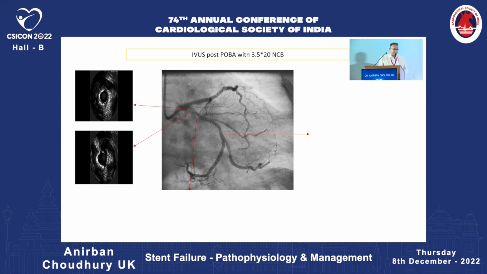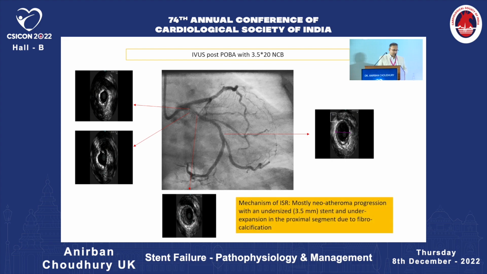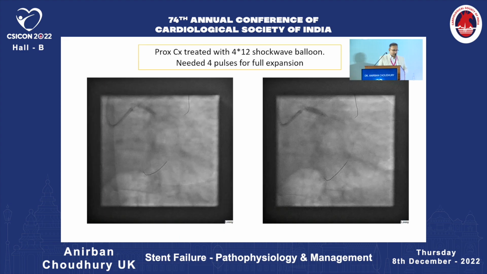So we find in the very proximal part there's a shelf of calcium from 6 o'clock to 12 o'clock, which prevents the stent from being entirely circular. And this is what it looks like further downstream. So the mechanism of ISR was largely new atheroma progression in an undersized stent. That's what we felt, given the vessel size distal to the stent, and a zone of fibrocalcification in the very proximal part.